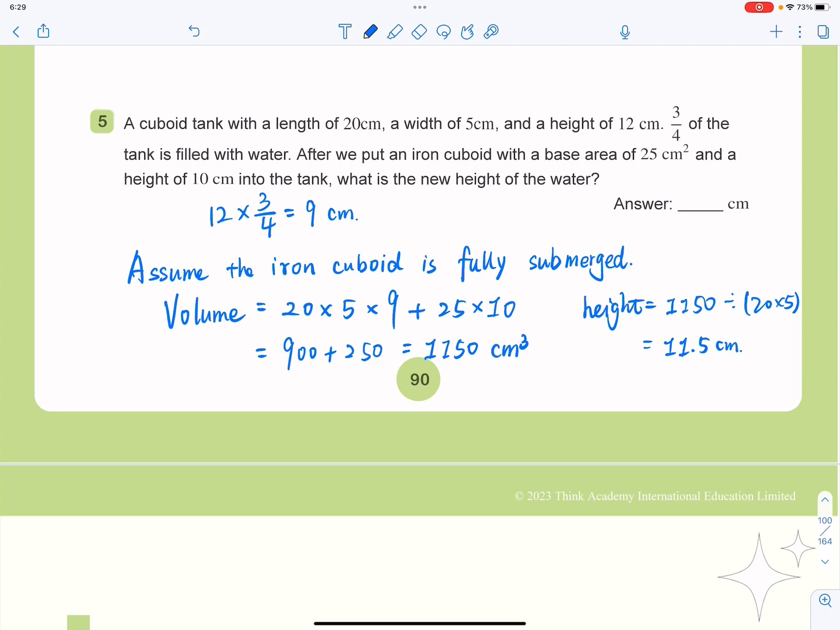And since we assume that this iron cuboid is fully submerged, after doing the calculation, you will find that 11.5 is larger than the height of this iron cuboid, which is 10 centimeters. So that means our assumption is correct. It is fully submerged. So the answer to the question is 11.5 centimeters.